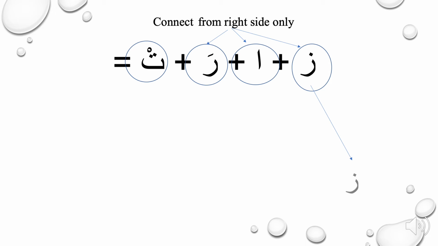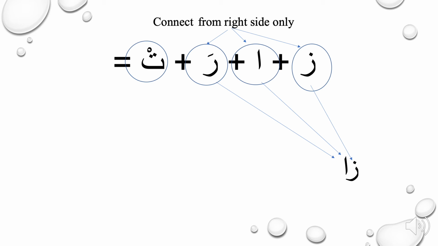The Zay in the beginning, we write all of the letter, and we cannot connect it to anything on the left side. So it's not going to connect to the letter that comes after. And the Alif in the middle, we also write all of it, and it cannot connect to the letter on the left. So it's not going to connect to the letter that comes after it.